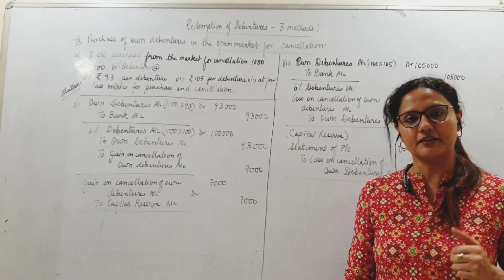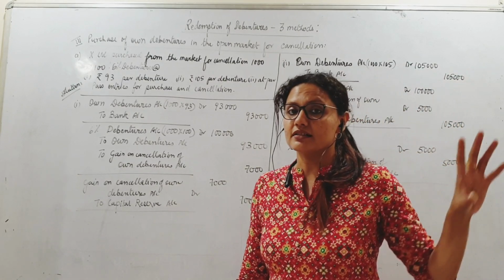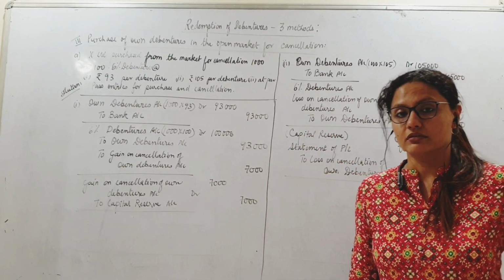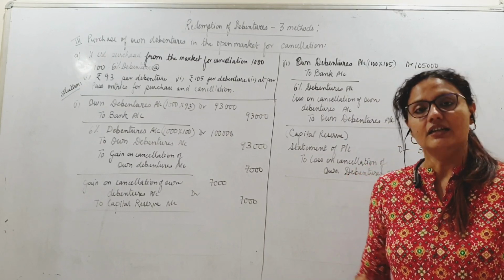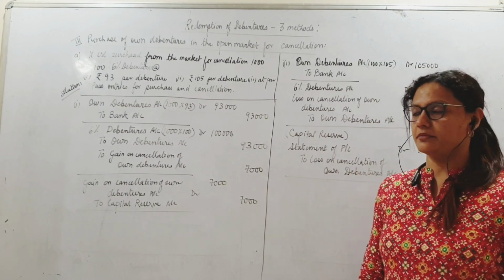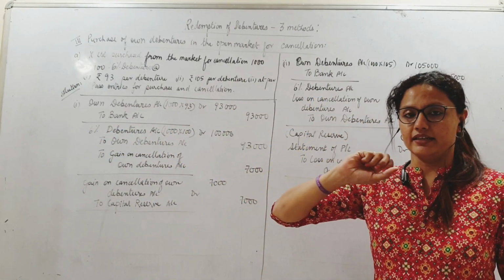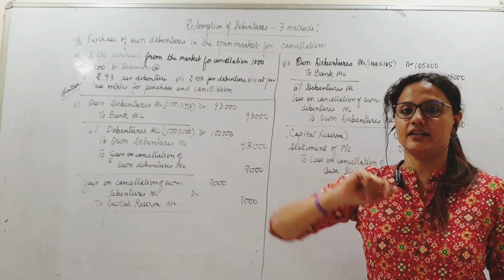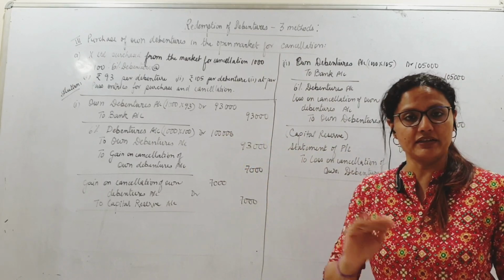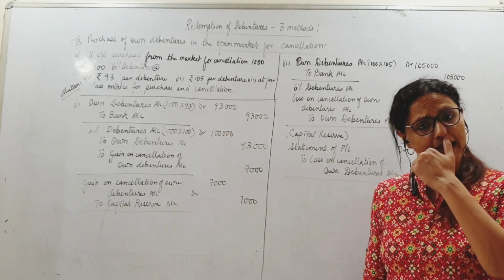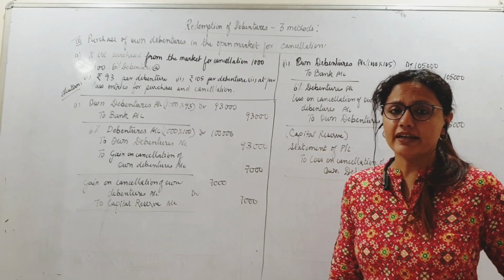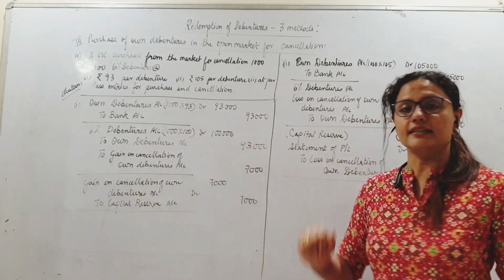What entry will we make for that? 6% debentures are standing at what value in my books? Nominal value. Always, right? So we will debit it because the liability is being cancelled. 6% debentures of 100 each, so 1000 debentures into 100, 1 lakh rupees. I debit my liability. I am setting it off against my own debentures. So credit own debentures 93,000.